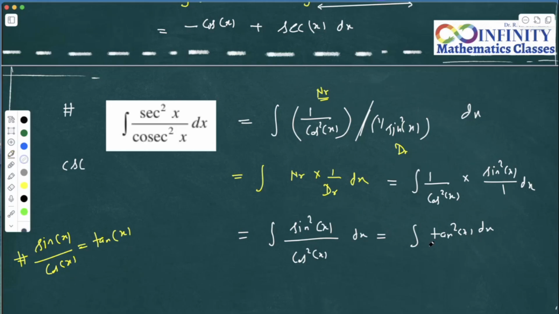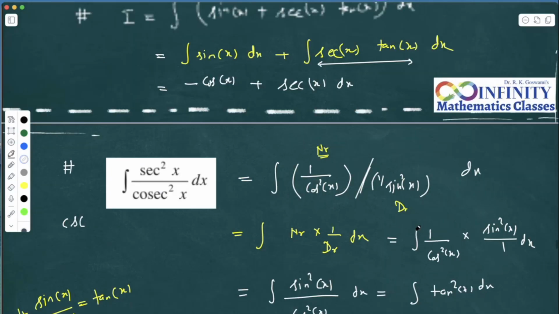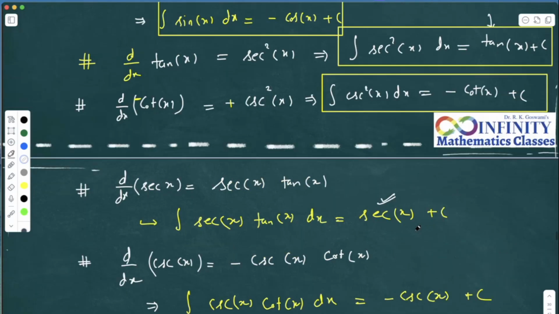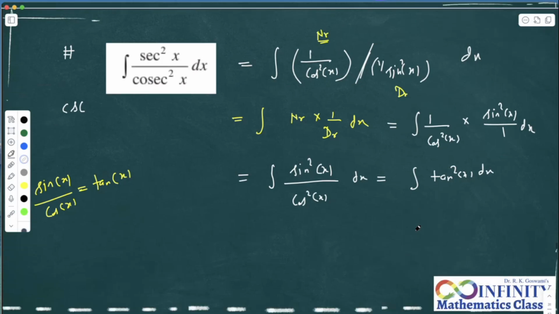So we are at the point where we need to integrate tan square x, but again, I do not know the integration of tan square x. There is no formula that tells me the integration of tan square x. So I need to use a technique. See, integration is all about techniques. There are lots of techniques.